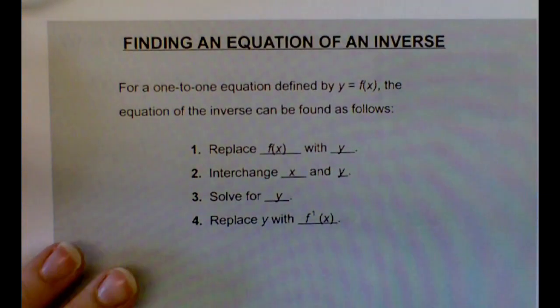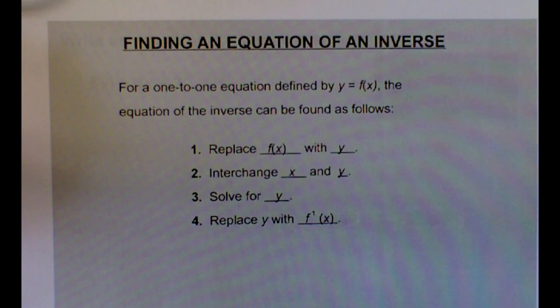Now we're going to find an equation of an inverse from scratch. And there are some simple steps. For a one-to-one equation defined by y equals f of x, the equation of the inverse is found as follows. Replace your f of x or g of x or whatever it is with y. It's just easier that way. Interchange x and y. Switch all x's and y's with each other.